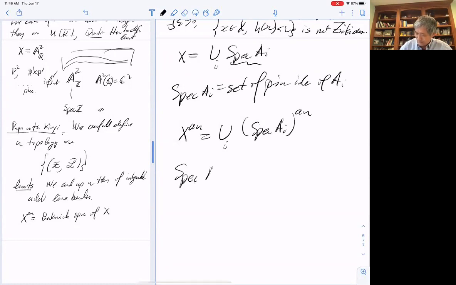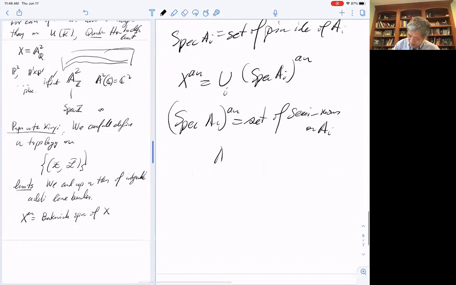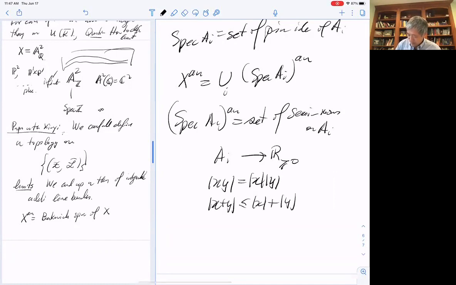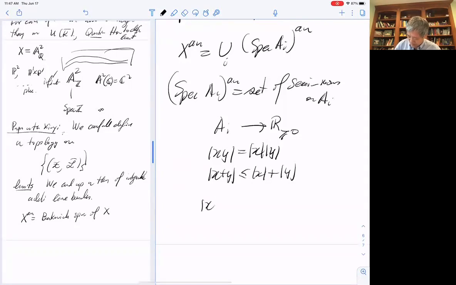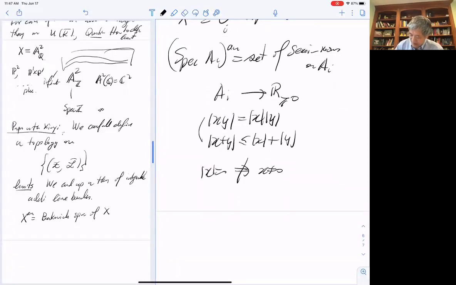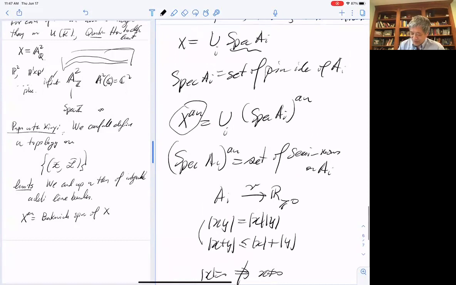The Spec A_i^an is a funny thing, it's a set of semi-norms on A_i. The semi-norm is just a map from A_i to the non-negative real numbers, such that |xy| equals |x||y|, and |x+y| is less than or equal to |x| plus |y|. But we do not require that |x| equals zero implies x equals zero. If we do not require this part, then if you have a norm like that, you see the kernel of this norm is actually a prime ideal. So this identification is really quite closely related to X.